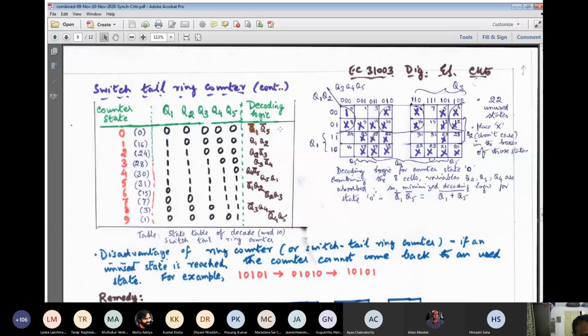Similarly, in the exam, you may be asked to decode some other states like that. So you'll be able to do that. It's a very simple exercise. So work out the decoding logic like that.